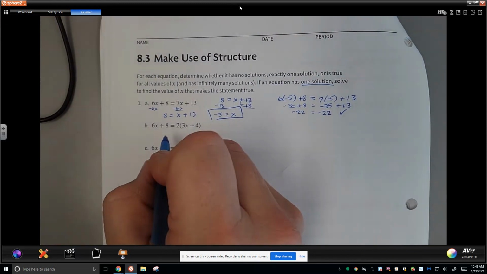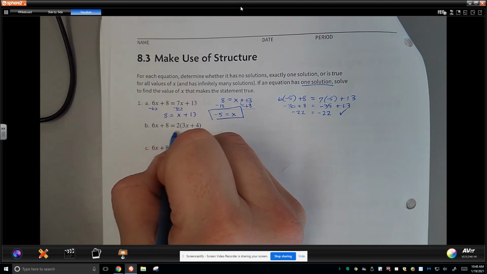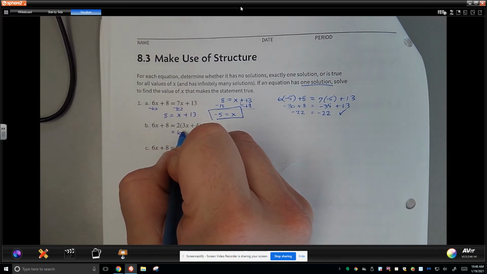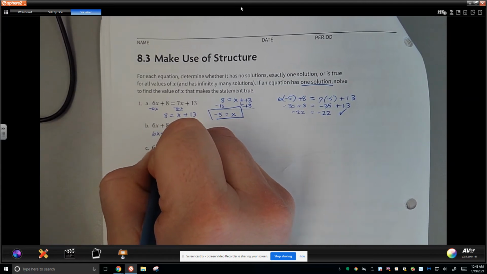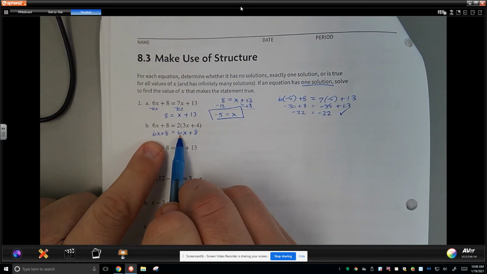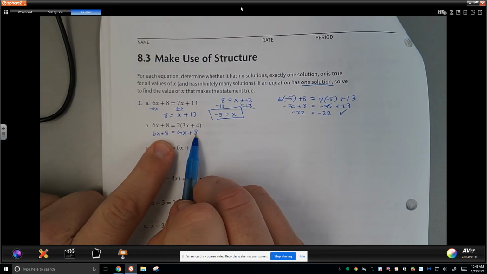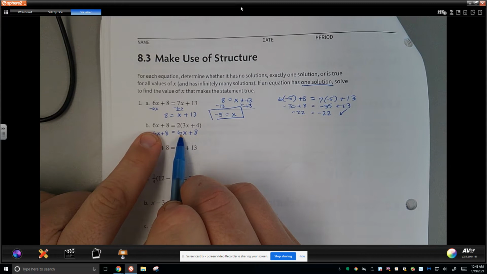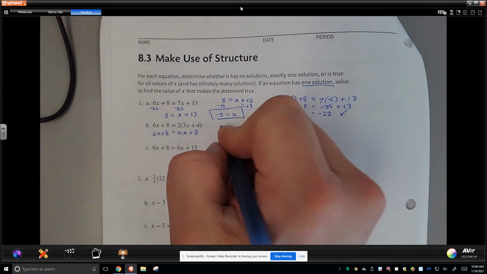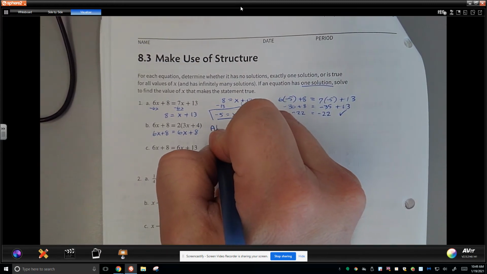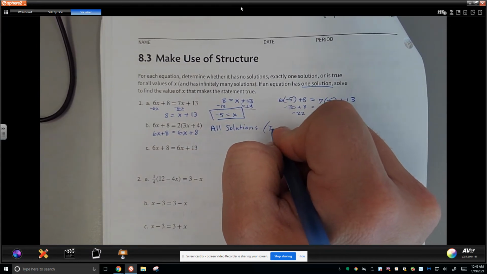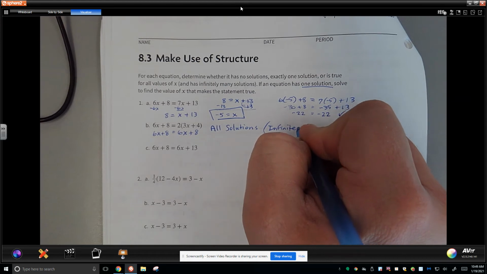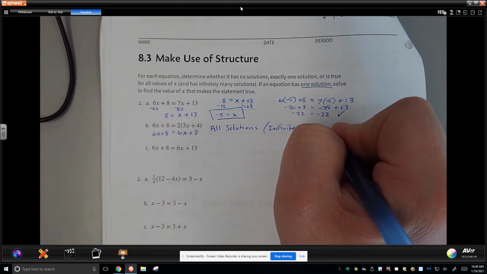Okay, on the next one, we'll go ahead and simplify using the distributive property. 2 times 3x is 6x plus 8. And when I compare the two together, I see that I have the same coefficient for x, the same constant value, which means no matter what I plug in for x, this product will always be increased by 8, making this all solutions, or what we call infinitely many solutions.